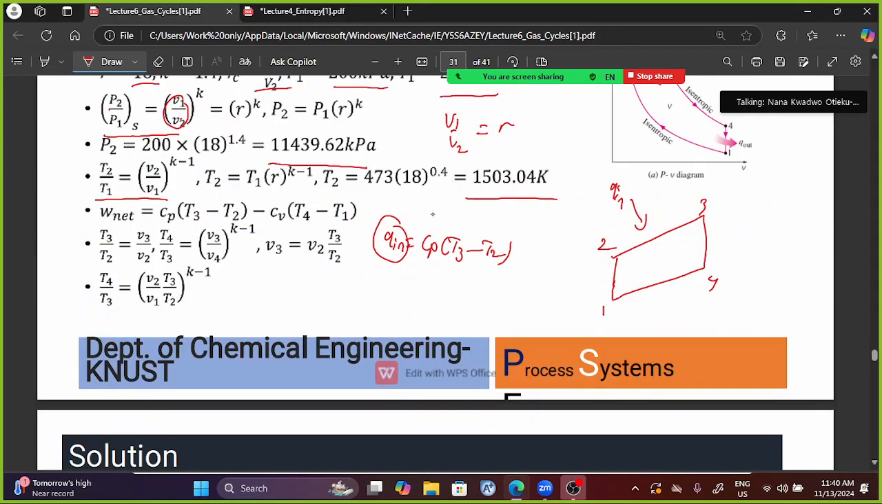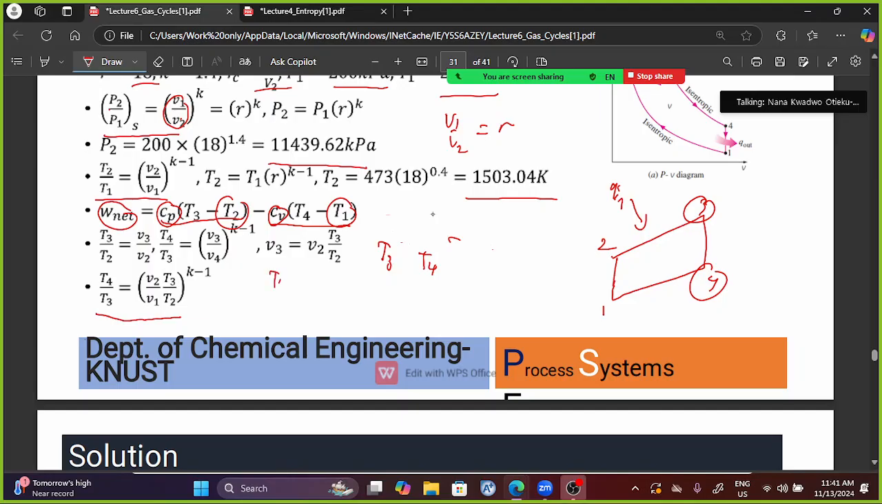So we know that the work is Q in minus Q out. So that's going to be Cp (T3 minus T2) minus Cv (T4 minus T1). That should be equal to the work. But now we have a number of unknowns. So now let's look at it. From the work expression, we found T2, we found T1. We know Cv, we know Cp, and we know the W net. So what we don't know is T3 and T4. But T3 and T4 are on an isentropic path, right? So we can relate them with the isentropic relations.